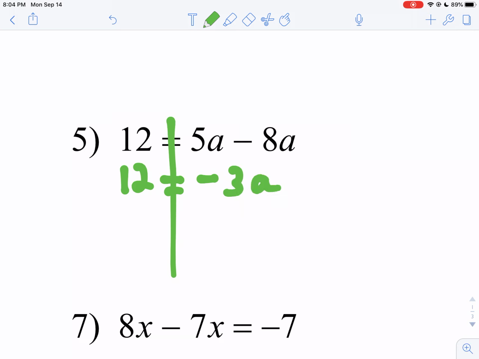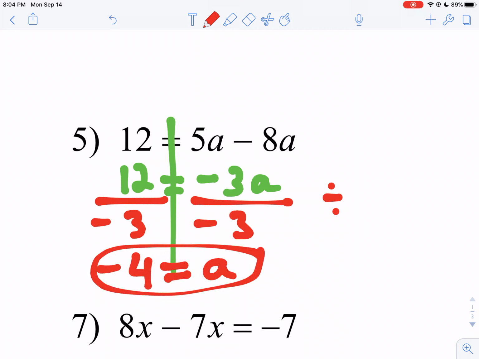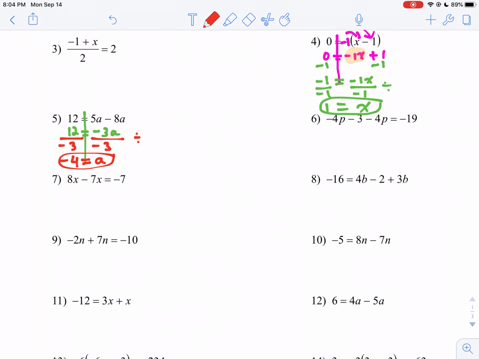You need to get the a by itself, so we're going to do the opposite of that, which is going to be dividing by a -3, and I just like to put a division sign there so you know it's dividing, okay? So that's going to give you a -4 is equal to your a, and again, please check the back of the book so that you know if you have done the problem correctly, okay?